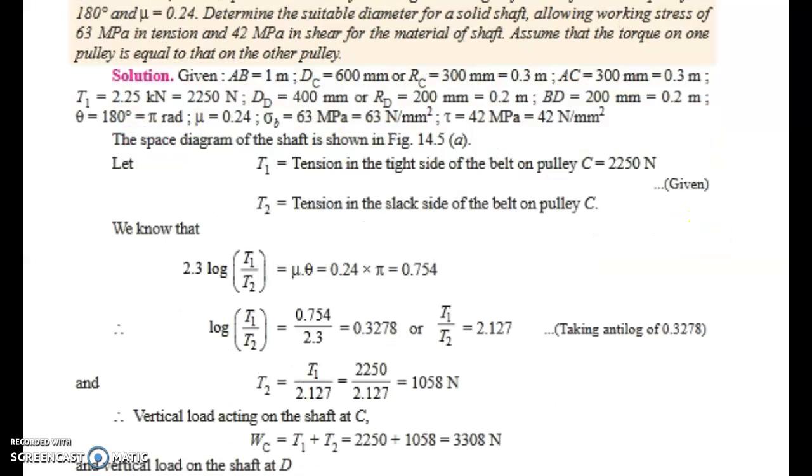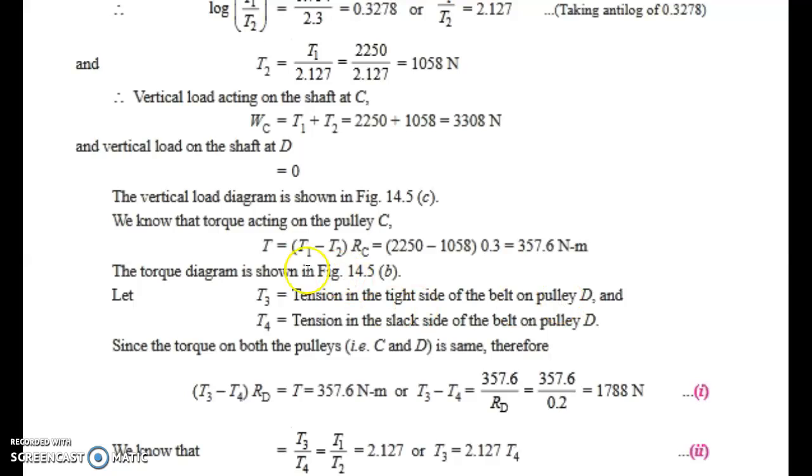So we calculated the value of T using this equation. That is, for the first pulley the value T is calculated. So we can substitute the same value in the second equation. That is (T3 minus T4) into RD is equal to the same torque value. If we substitute the value of RD in this equation, we can write T3 minus T4 is equal to 1788 Newton.